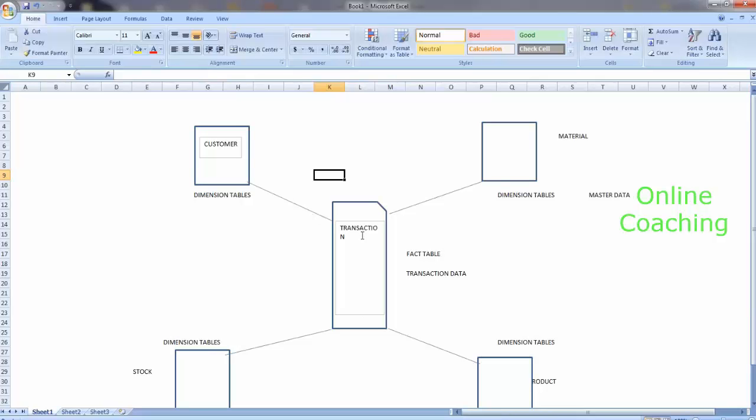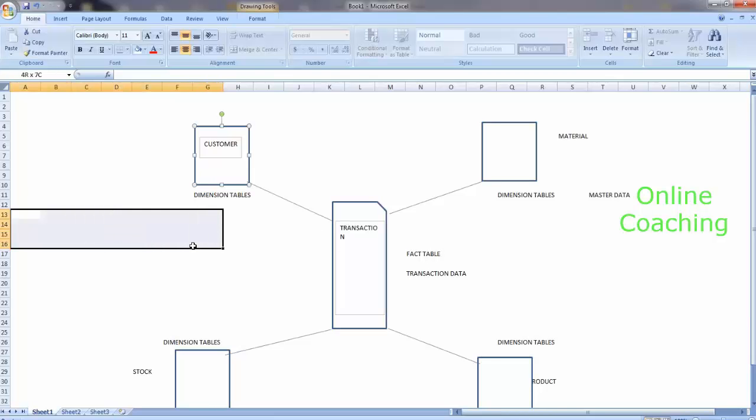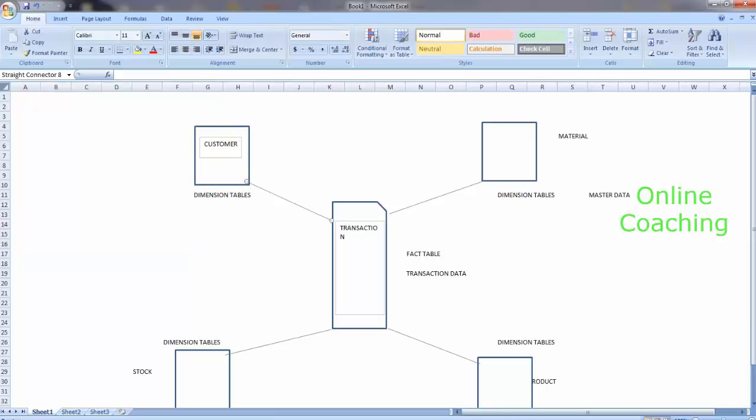For example, I want to display which customer made one particular transaction. The transaction data will be displayed from this table. The customer data will be displayed from this table. So both will be displayed as a single data, but the data is coming from two different tables. How is the data coming from two different tables? Because of the relation. How has this relation been created?